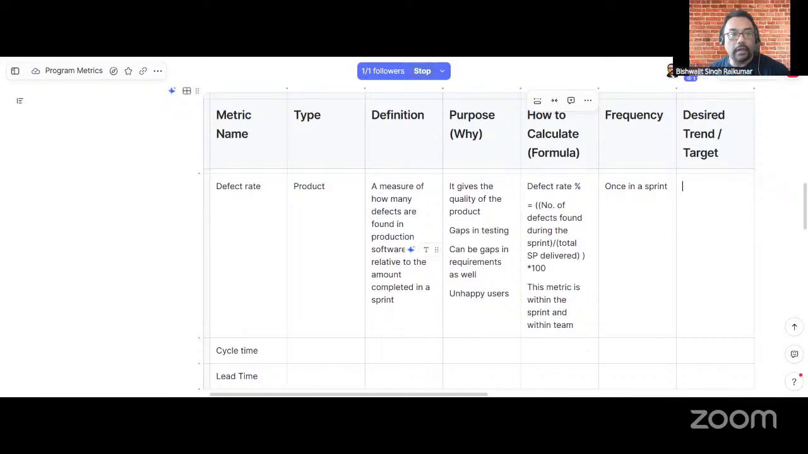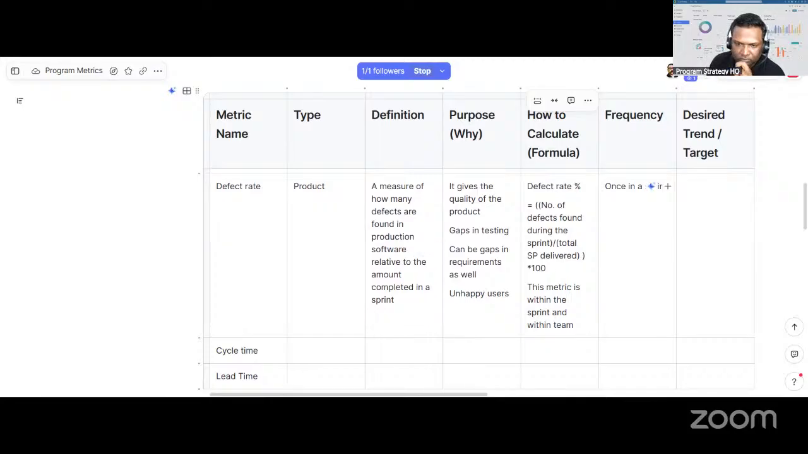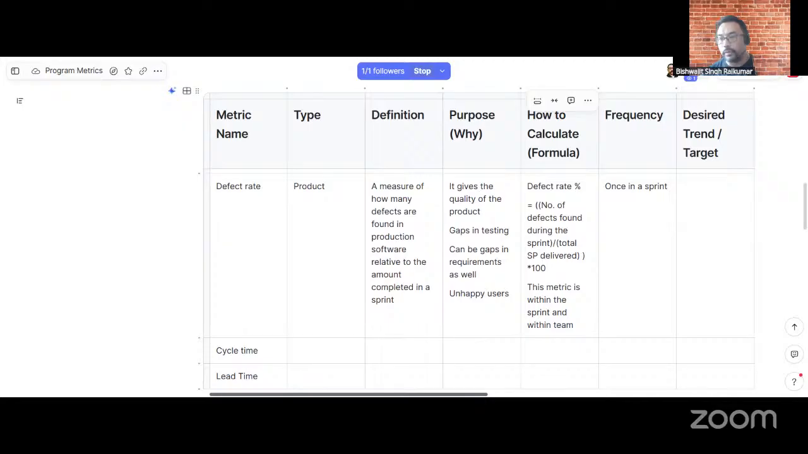Desired trend or target defect rate, how much less it should be. I think this is something where the lesser the better. Any industry metric, average, benchmark? I'm not aware of this actually. The benchmark they're talking about is 0 to 5 is good, 5 to 10 is acceptable, above 10 needs improvement. Okay, so we'll put that.